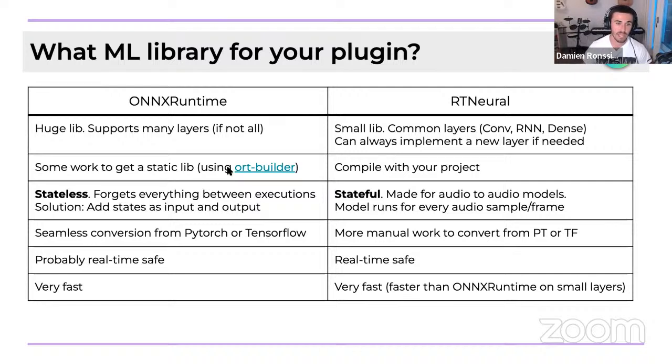And so for that, I had to use ORT Builder by Oli Larkin, who I think presented this library in the previous meetup. So thanks to him for creating this, because it's really handy. But still, even with this, it's a bit of work to get it built as a static library. And for RTNeural, it's very easy because you compile it alongside your project and it works out of the box.